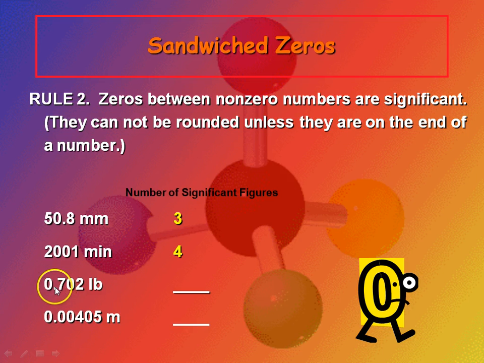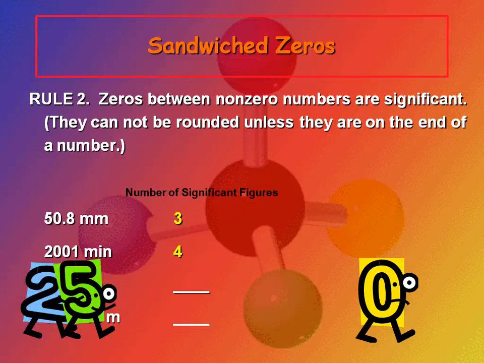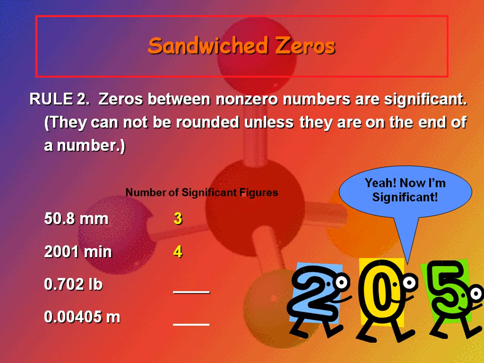Now then I have 0.702 pounds. This one's a little tricky. How many of those are significant? Yes, that's correct. 3 are significant. This one is just a placeholder. It is not significant. So let's look at our last one here. 0.00405 meters. So let's see if we can figure that one out. And once again, only that sandwiched 0 is significant.